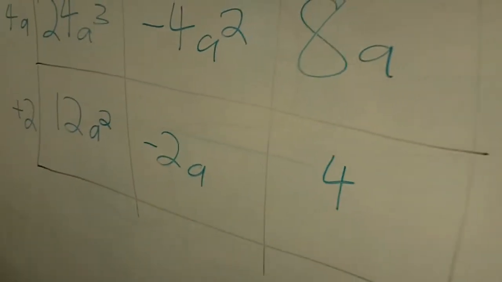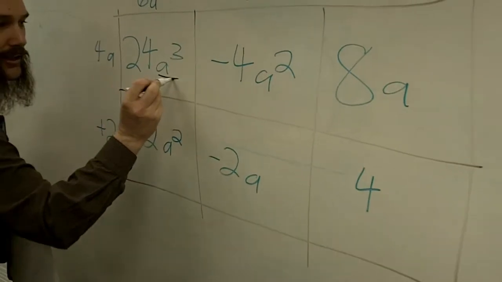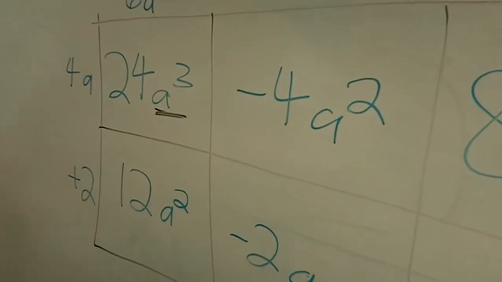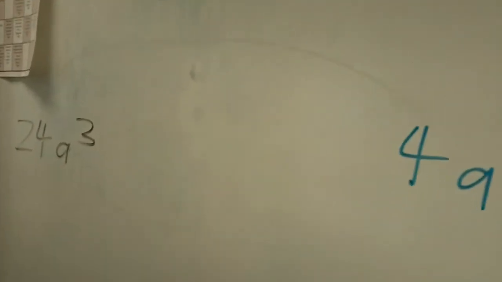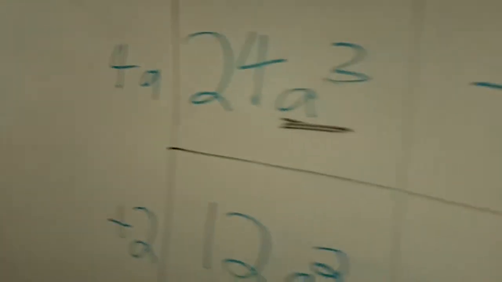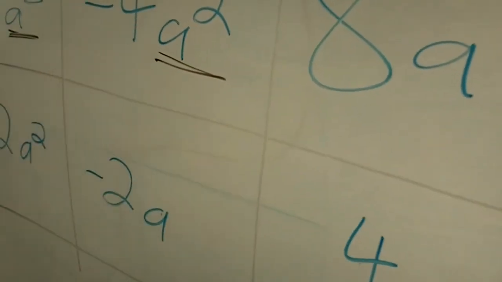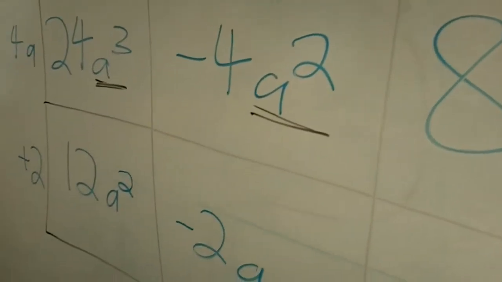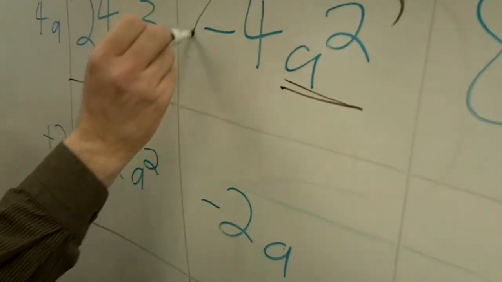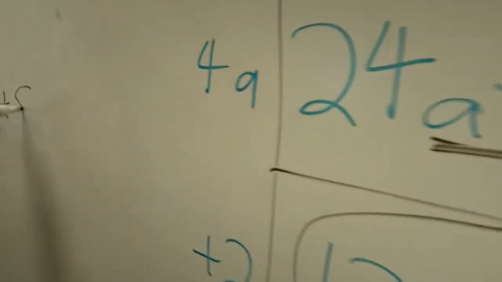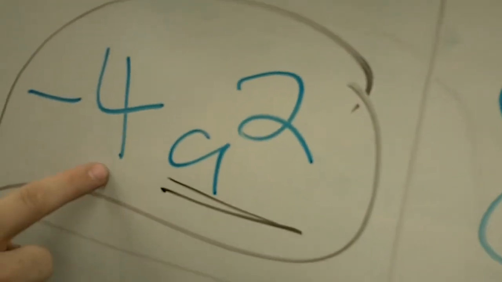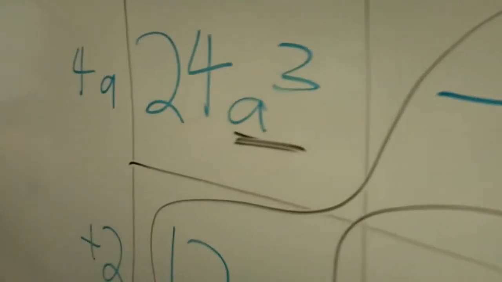Okay, we're going to start here in the first box. Do we have any other A cubed terms? No. 24A cubed just gets written down. Okay. Do I have any other A squared terms? Yes. 12A squared. So we go 12, subtract 4, which is 8. Positive 8A squared.